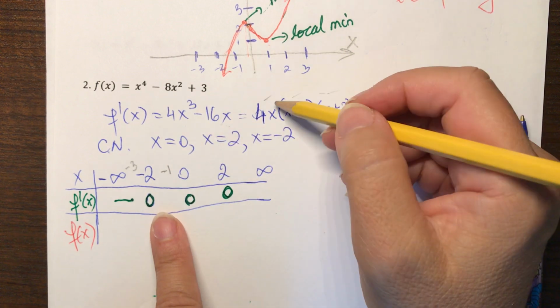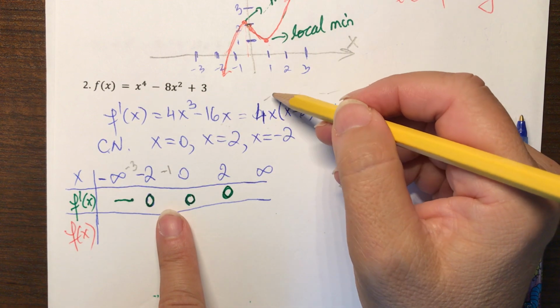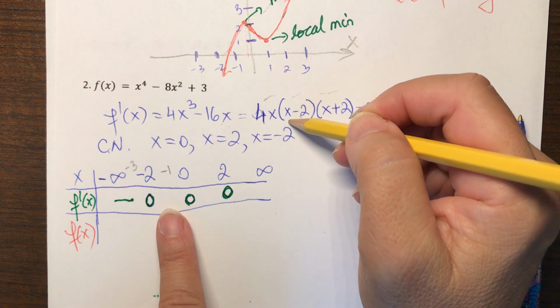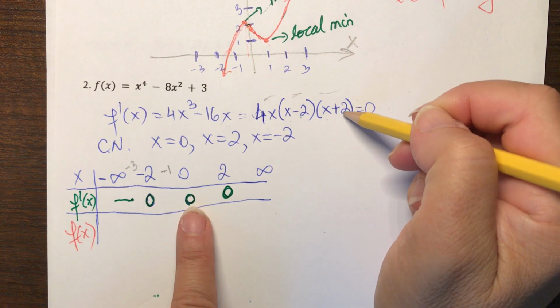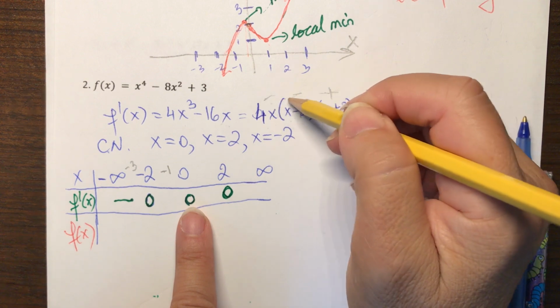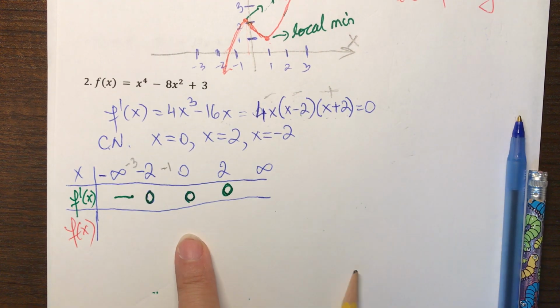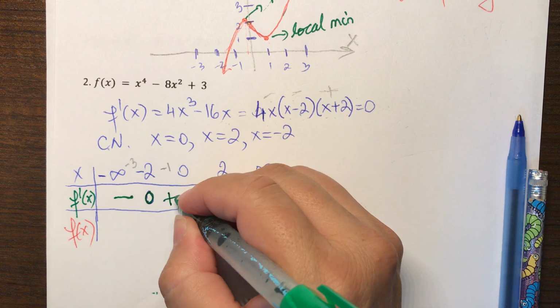Let's say negative 1. 4 times -1 is a negative. -1 minus 2 is a negative. But -1 plus 2 is a positive. So 2 negatives times a positive make a positive answer.